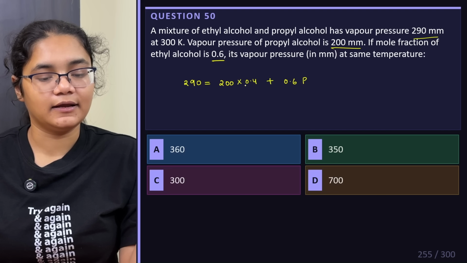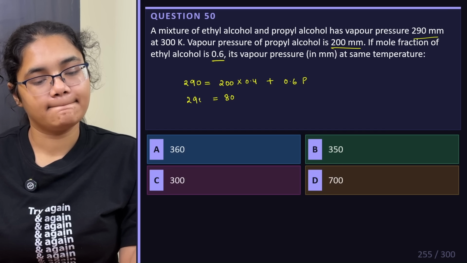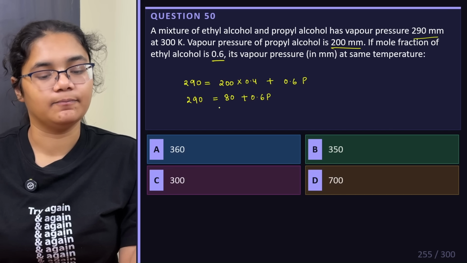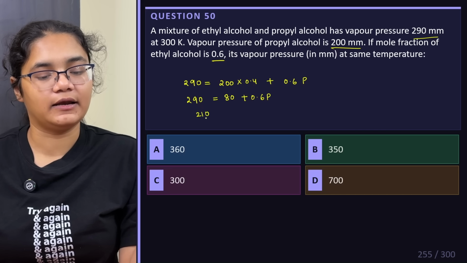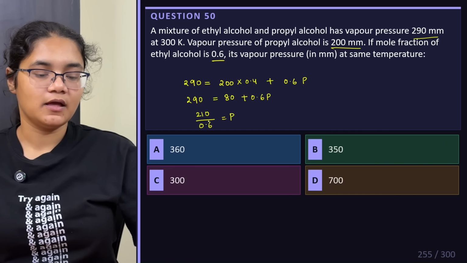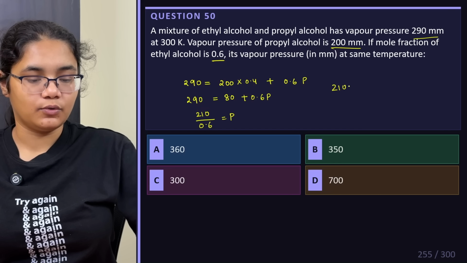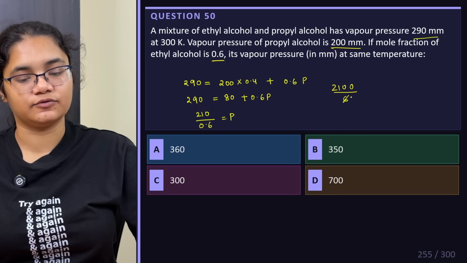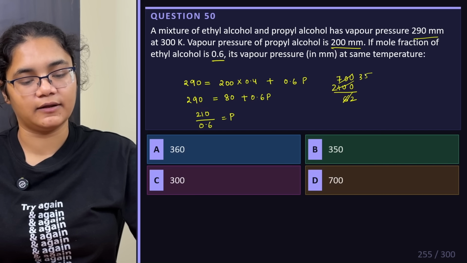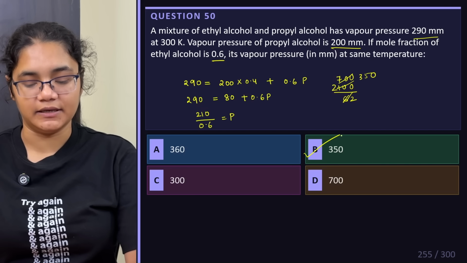So 0.4 into 200 is 80, so that will be 290 equal to 80 plus 0.6 p. Now this one will be 210 divided by 0.6 is equal to p here. So that will be 2100 divided by 6, so we have 350, right? So that is option number B here.